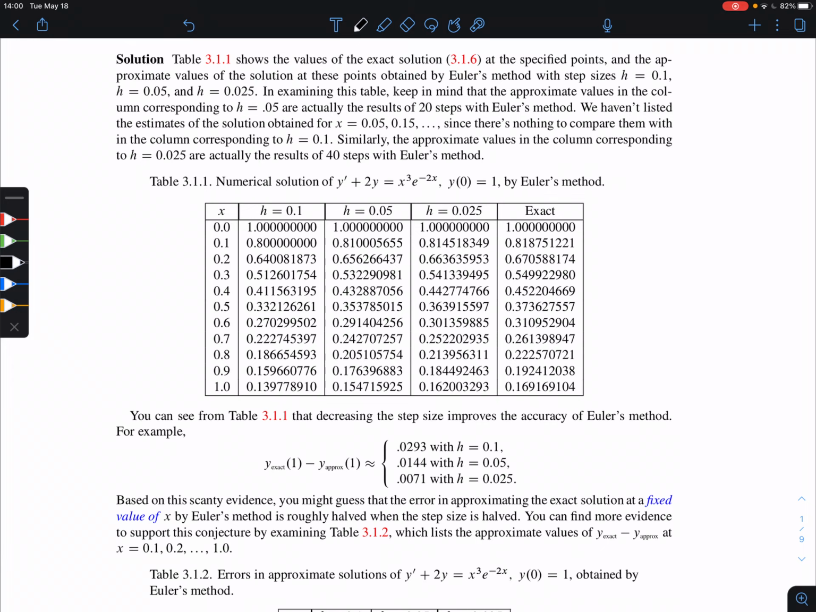They wrote 8 digits. I'm happy with 2 or 4 digits here. The reason that they do so many digits is because they want to compare the various methods here. So that's how you get the second row, at least for h equal to 0.1. But you see, it's a lot of calculations, right?